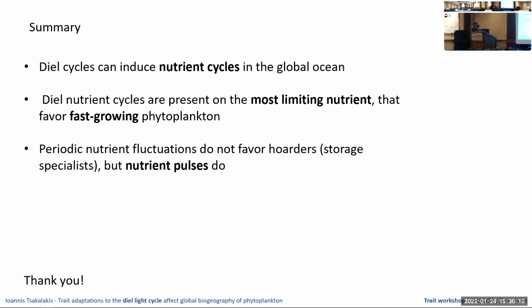A summary: the diel cycles can induce nutrient cycles in the global ocean, and they increase the most limiting nutrient, and they favor fast-growing phytoplankton. And till now, from the preliminary work with storage, I see that the nutrient pulses might be more important for hoarders. Thank you very much.